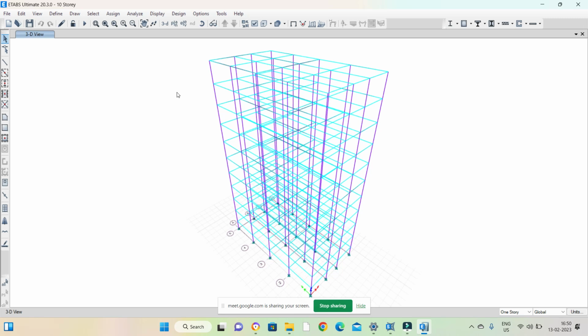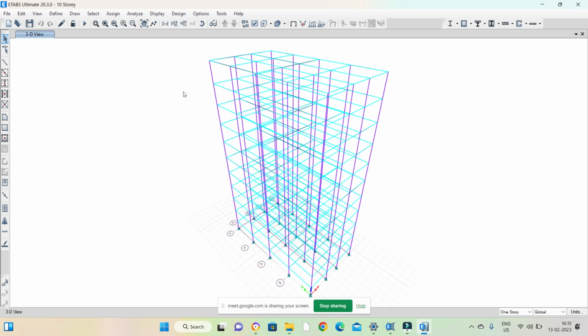Okay, now see in this part, once you complete the design and you want to check the performance of the structure under the seismic load or under any lateral load, there are two procedures. One is to run the nonlinear static analysis and one is to run the nonlinear dynamic analysis. Nonlinear static is also known as the pushover analysis.